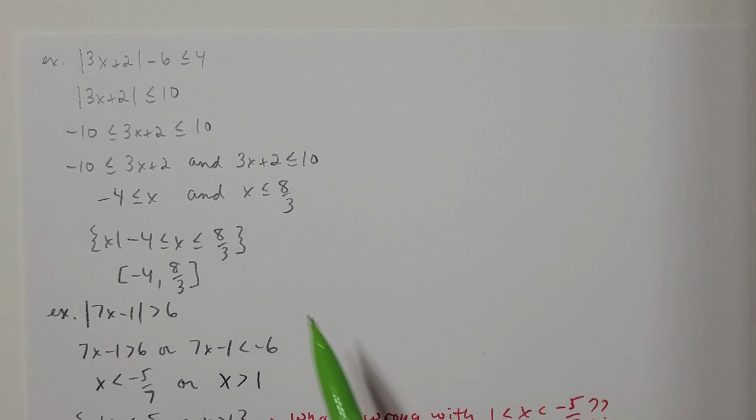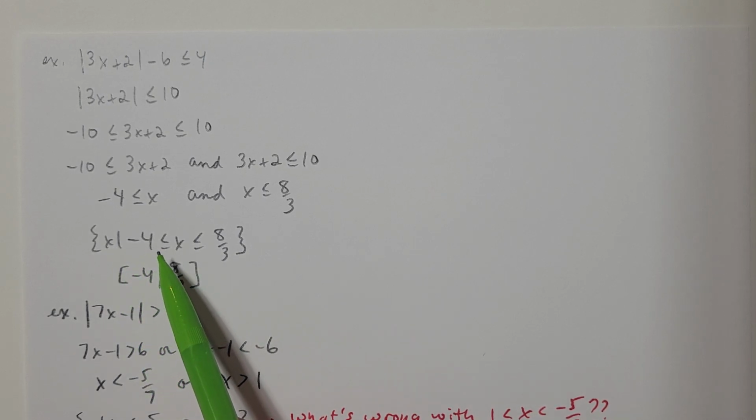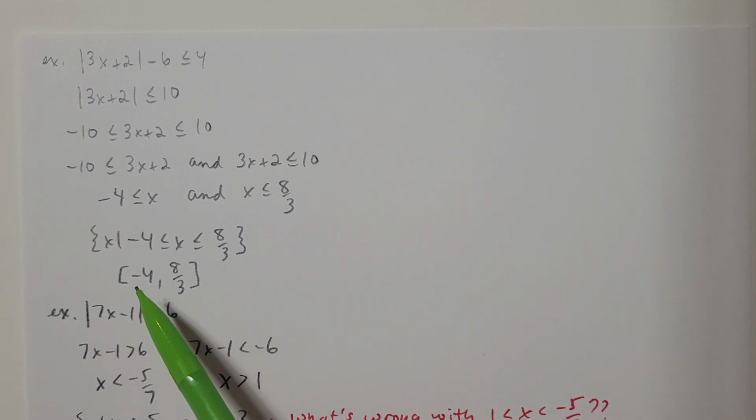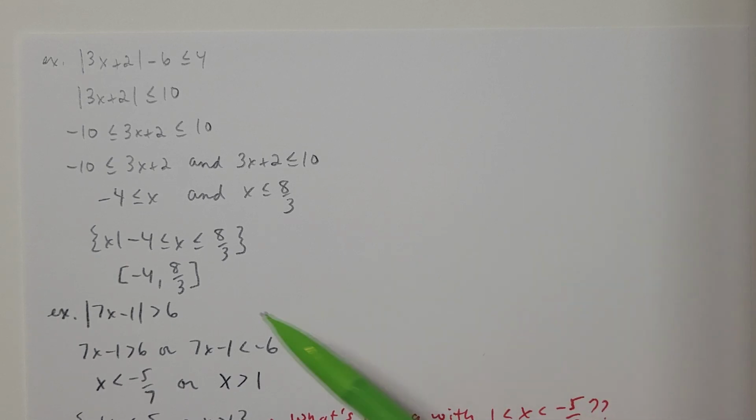Okay, so using set notation, I would say the set of all x such that negative 4 is less than or equal to x, which is less than or equal to 8/3. If I wanted to use interval notation instead, negative 4 to 8/3, just make sure there's brackets at both ends, right? Because you're including the endpoints there. Okay, either one of these two notations are fine. Okay, and that'd be the answer.